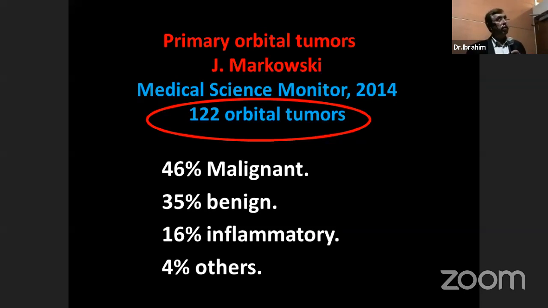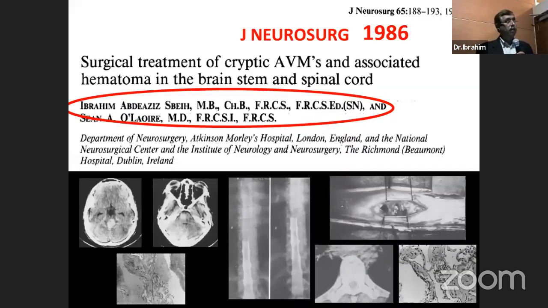This is from Poland, Markowski, 122 orbital tumors, mostly malignant. So, what is cavernoma, which is our topic for tonight?